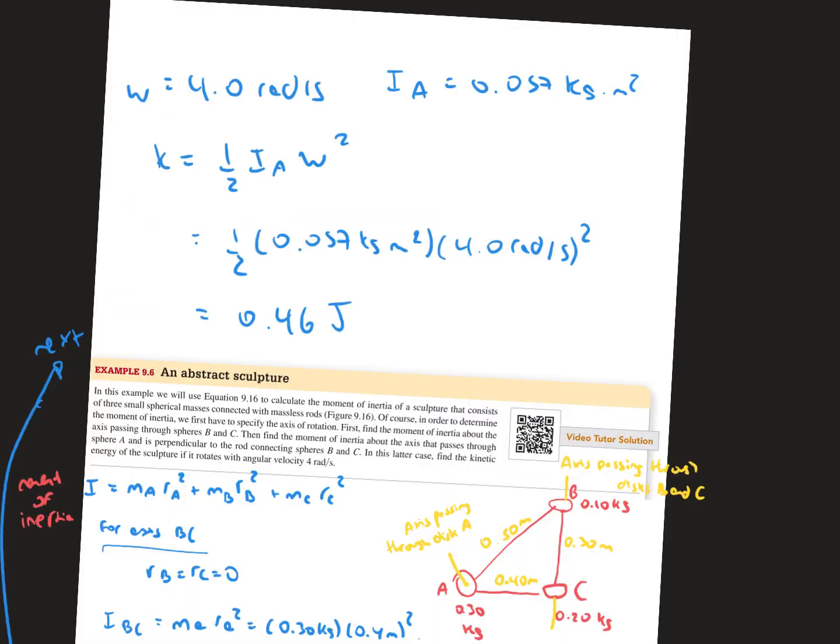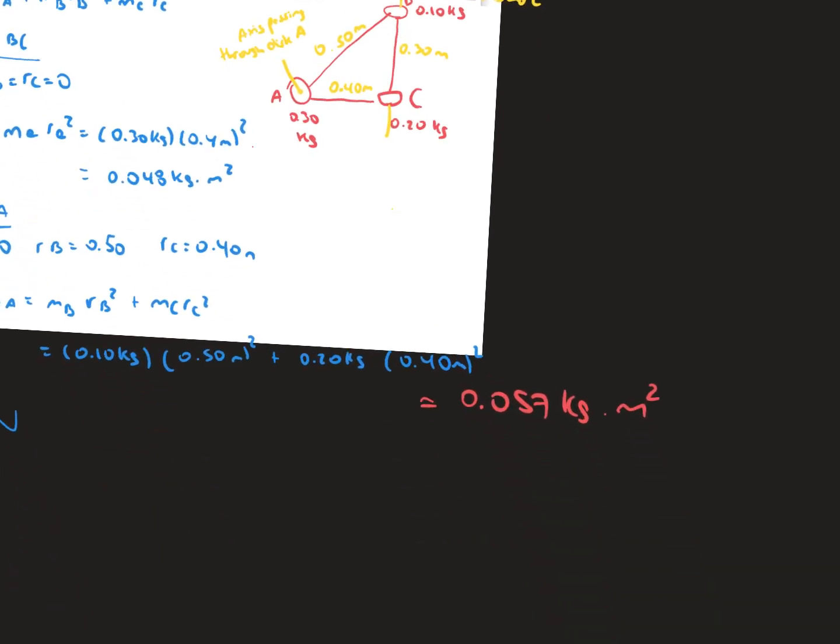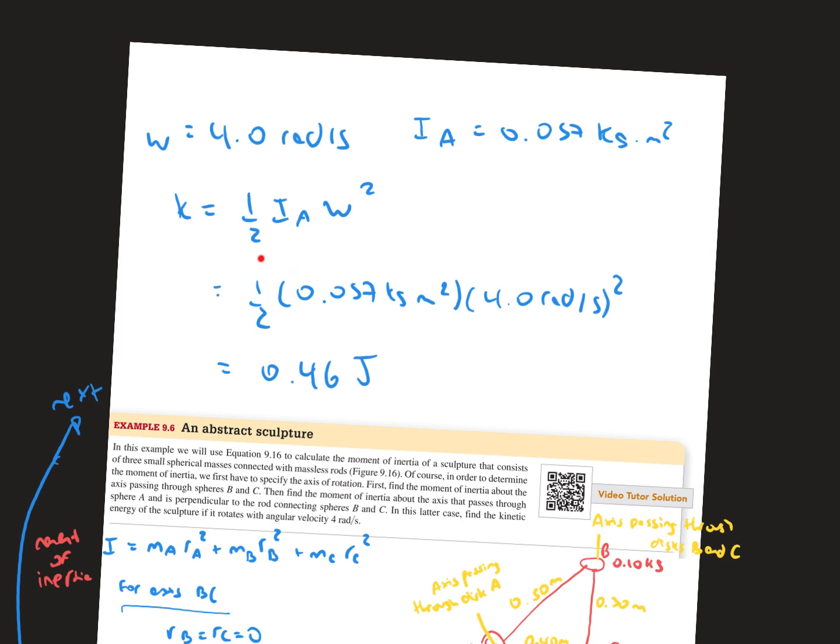So the last question is asking us to find the kinetic energy of the sculpture if it rotates with the angular velocity of 4 radians per second. That means that we're only going to use the moment of inertia of axis A, which is the value that we just found, 0.057. So to find the kinetic energy, we'll just use the formula 1/2 times the moment of inertia times the angular velocity squared. So we plug in values: 1/2 times 0.057 times 4 squared should give us 0.46 joules for the kinetic energy.